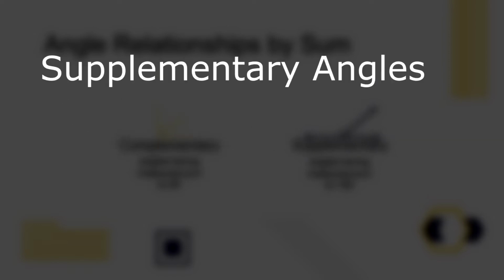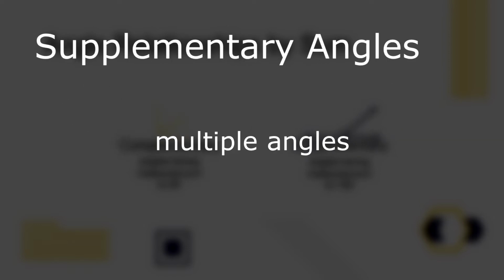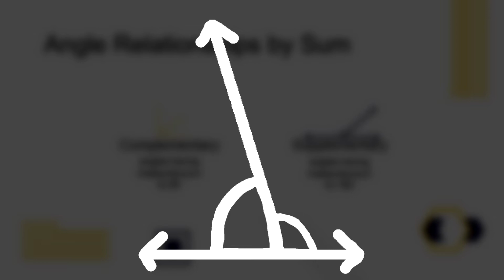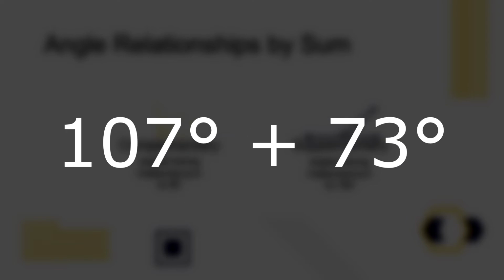Now, let's go to the supplementary angles. Supplementary angles are multiple angles having a sum of 180 degrees. Let's use another figure to illustrate how this works. Again, just like the other example, this figure consists of two distinct angles. Measuring the first angle, we get 107 degrees. Measuring the second angle, we get 73 degrees. Now adding these together, we get 180 degrees. That's basically how these relationships work.